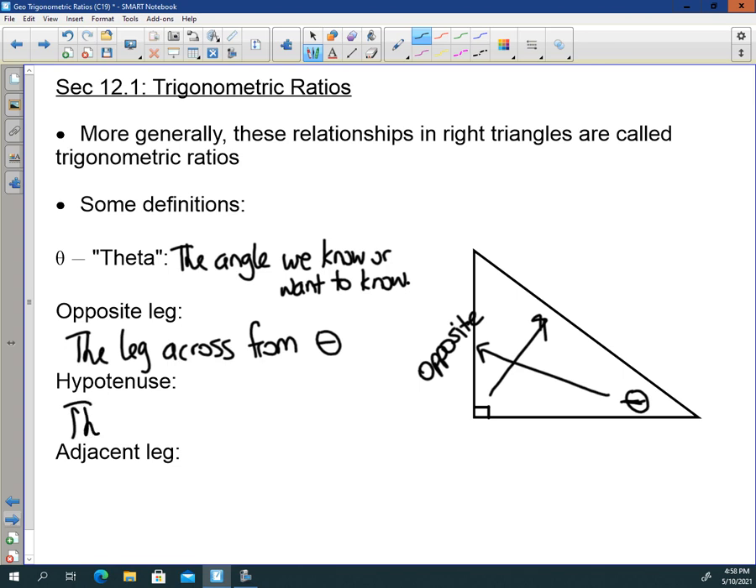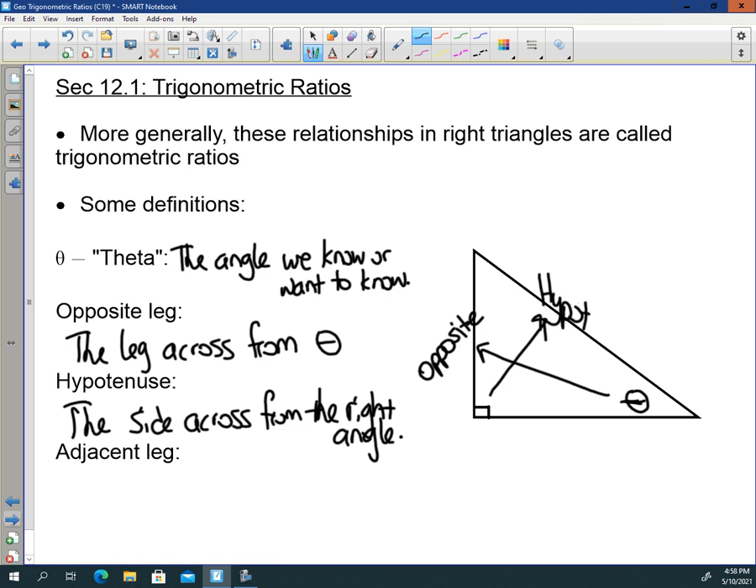The hypotenuse is the side of the triangle that's directly across from the right angle, as it's always been. So this one's the hypotenuse, leaving another side that's called the adjacent leg. The adjacent leg is the one that's left.